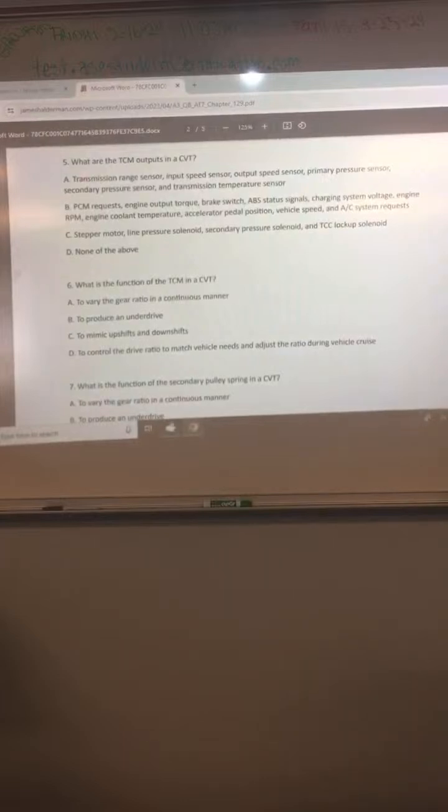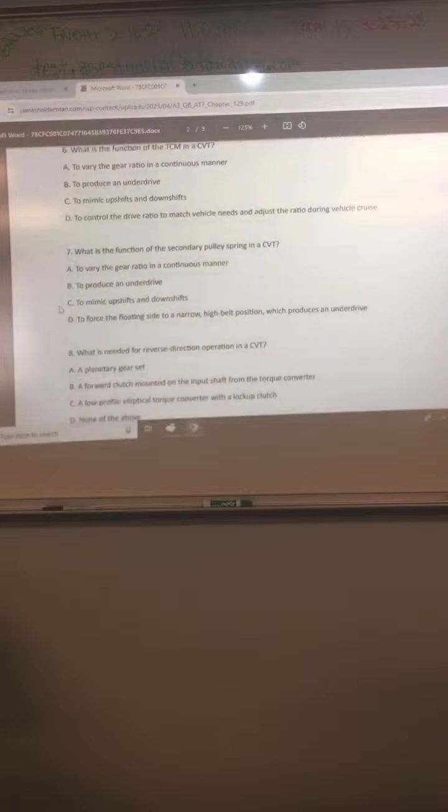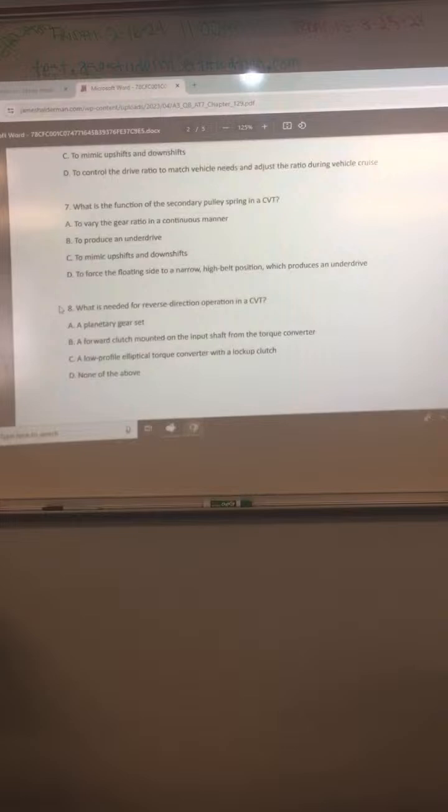Number 6, what is the function of the transmission control module in a continuously variable transmission? D? That is correct. Number 7, what is the function of the secondary pulley spring in a CVT? Is it to force the floating side to the narrow, high position? Yes. Because you have one movable side on that pulley system and one fixed side. So it is D.